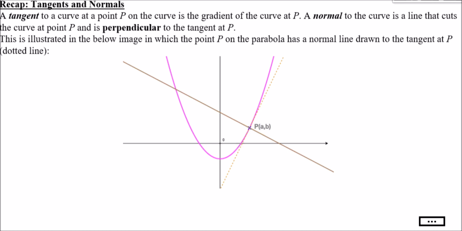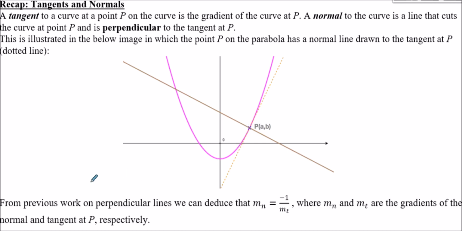So the normal at a point and the tangent at a point intersect at right angles. As you can see here, this is the tangent and this is the normal, and they'll always cross over at right angles. From previous work on perpendicular lines, you should remember that if two lines are perpendicular, then the gradient of one is the negative reciprocal of the gradient of the other line. So if I denote the gradient of a normal as m subscript n, that will be the negative reciprocal of the gradient of a tangent, where I've said the gradient of a tangent is m subscript t.